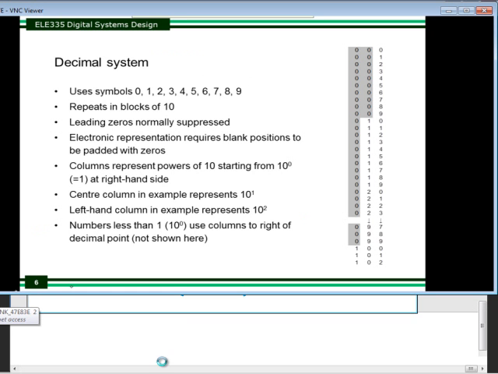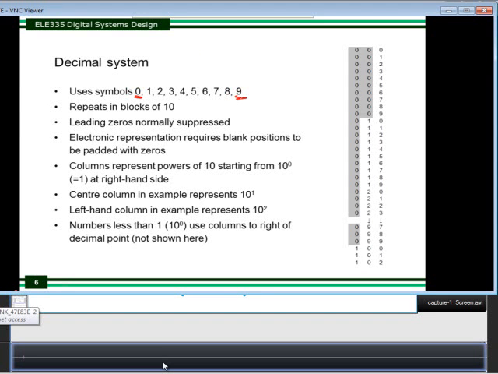Just in case you'd forgotten what the decimal system looks like, there is a quick reminder here. We use symbols 0 to 9. It repeats in blocks of 10. Any leading zeros, for example, are normally suppressed. However, in electronic representation, we need blank positions to be padded with zeros so that our numbers still make sense.